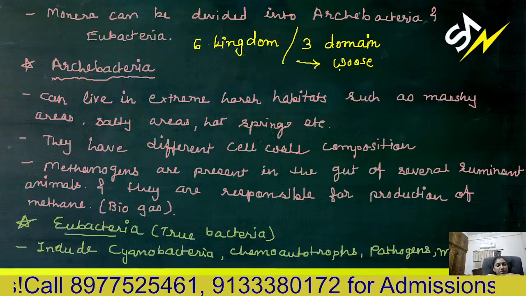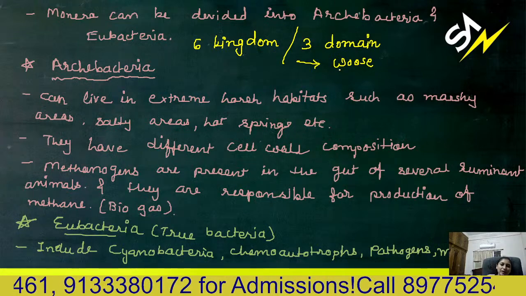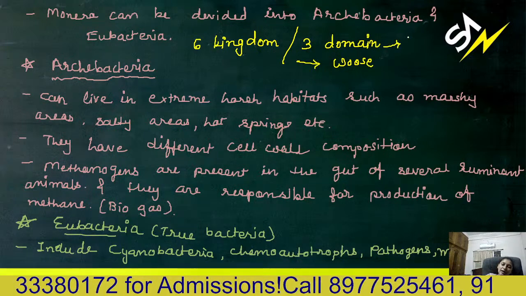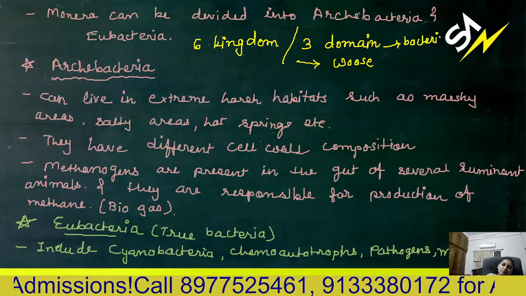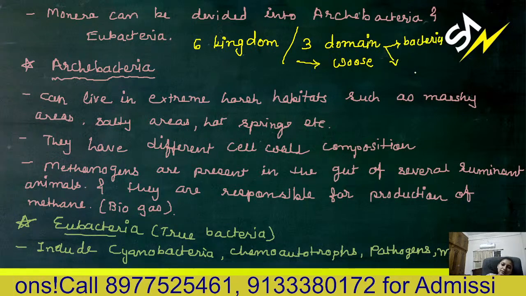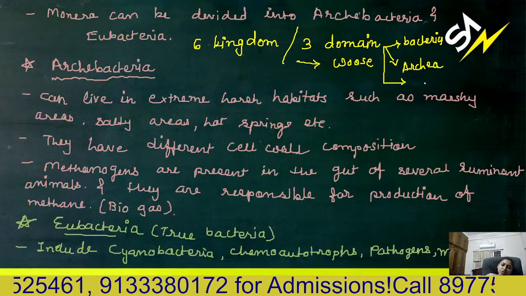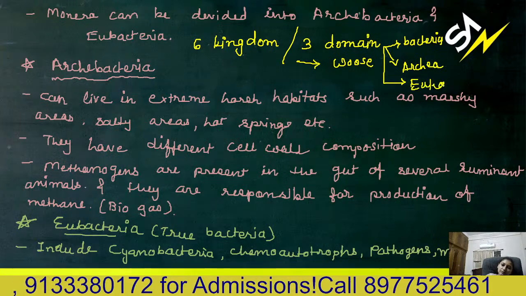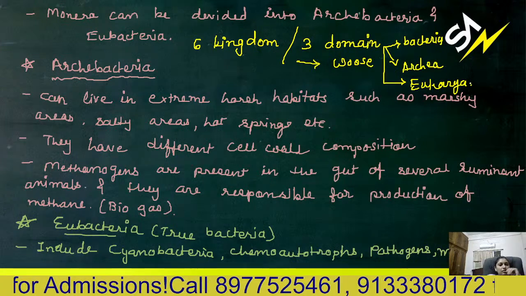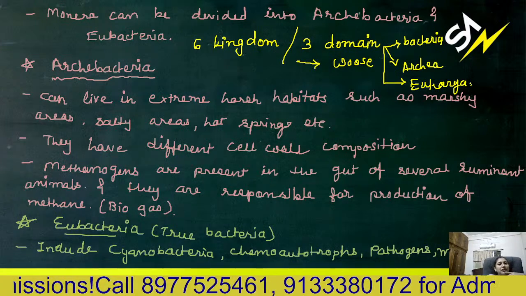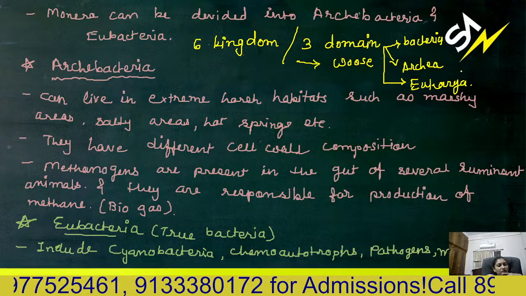So Carl Woese has proposed the six kingdom classification. It is also known as the three domain classification. Which three domains? Monera, or you can say bacteria, archaea, and eukarya. So according to this, bacteria or Monera is again divided into two, that is Archaebacteria and Eubacteria.